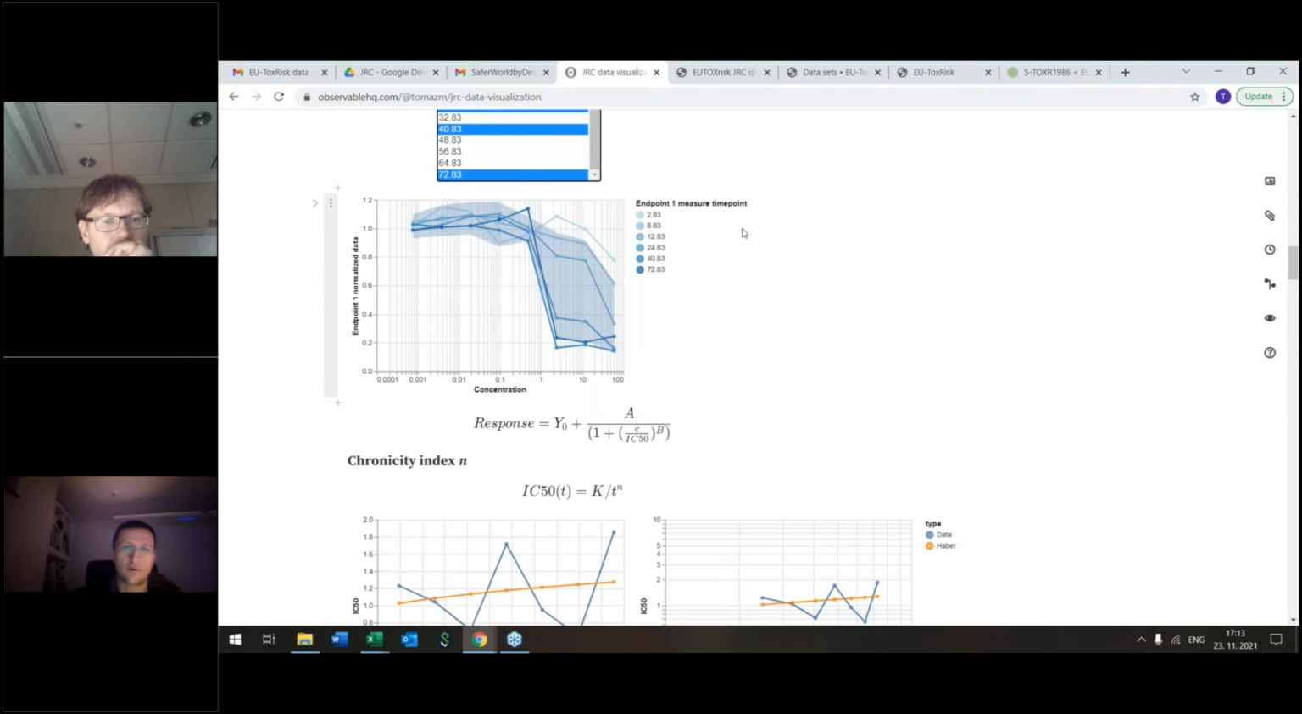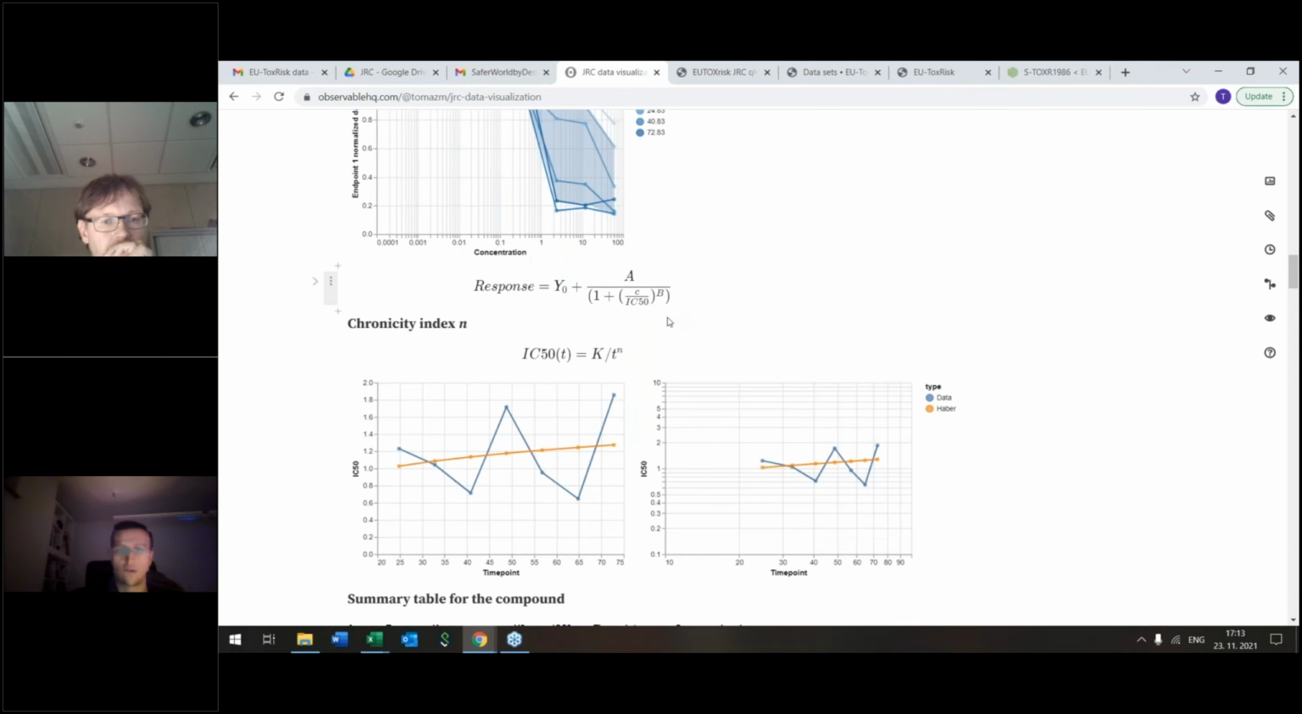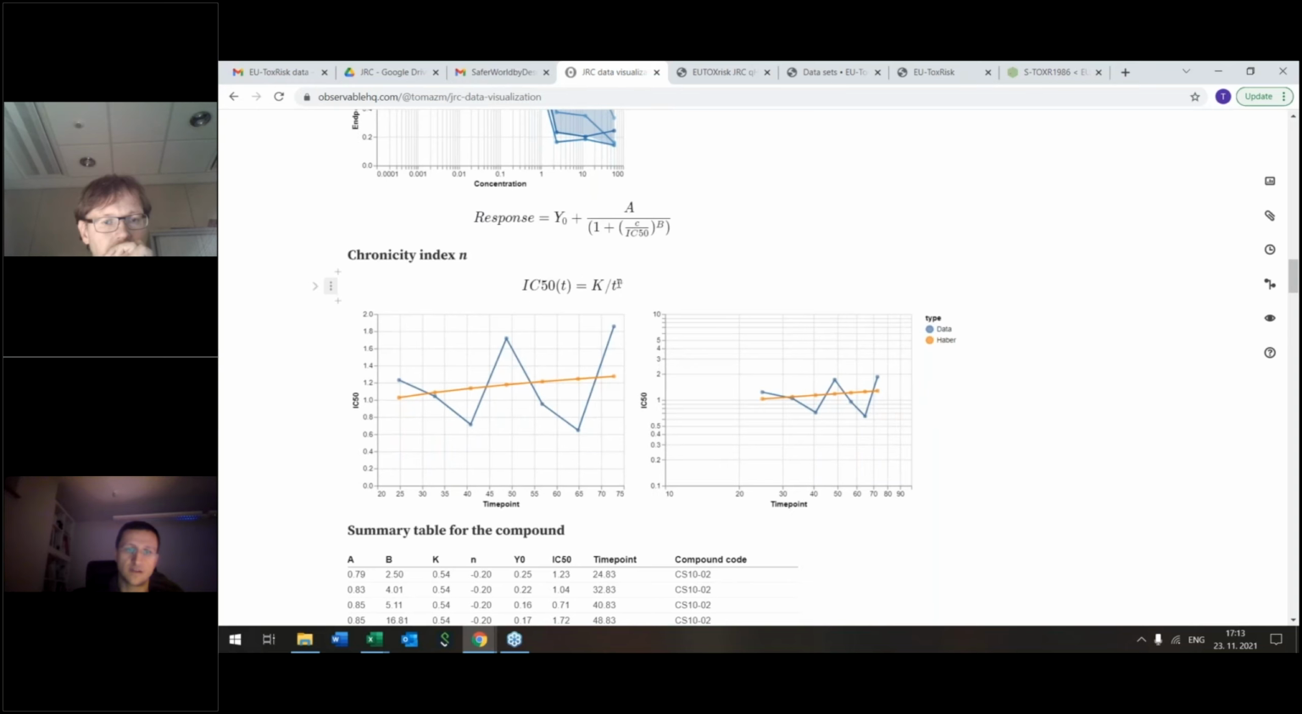So for each time point, we obtained IC50, and then we determined chronicity index by fitting this equation. So IC50 as a function of time to a certain exponent.